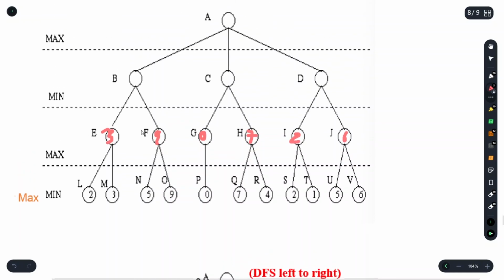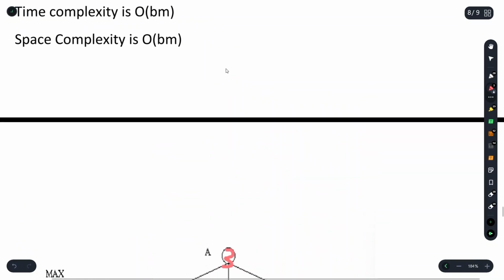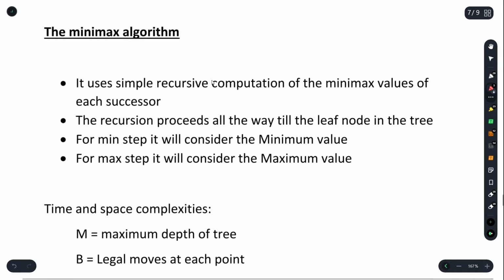And here we need to write the minimum value. From 3 and 9, the minimum value is 3. Here it is 0. And here it is 2. So from here the maximum value will be 3. So this is the basic of the min-max algorithm.